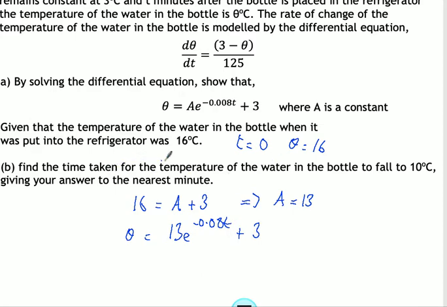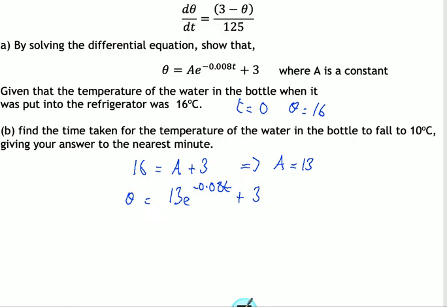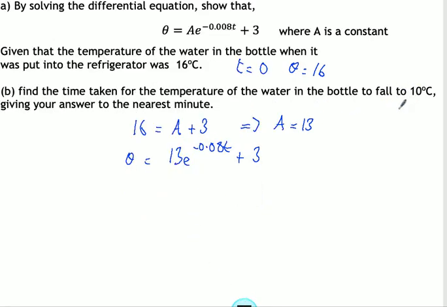Find the time taken for the temperature of the water in the bottle to fall below 10 degrees. So that's theta is less than 10 degrees. So let's figure out what time theta becomes 10. So let's do that. So 10 equals 13e to the negative 0.08t plus 3, so that's 7 over 13 equals e to the negative 0.08t.